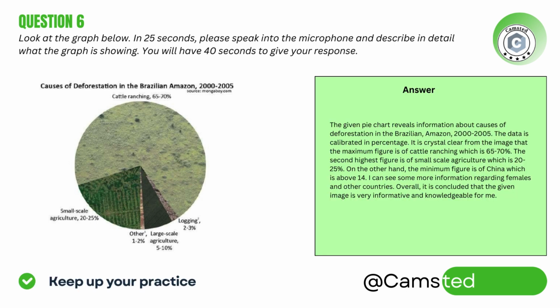The given pie chart reveals information about causes of deforestation in the Brazilian Amazon, 2000 to 2005. The data is calibrated in percentage. It is crystal clear from the image that the maximum figure is of cattle ranching, which is 65 to 70%. The second highest figure is of small-scale agriculture, which is 20 to 25%.